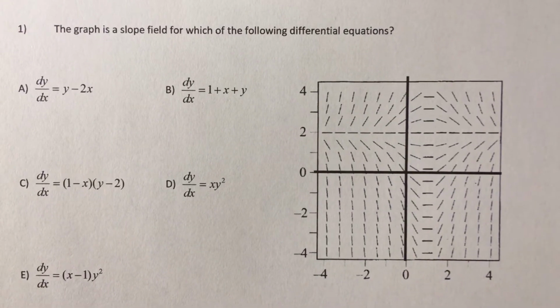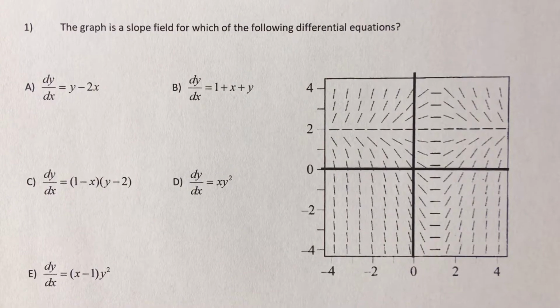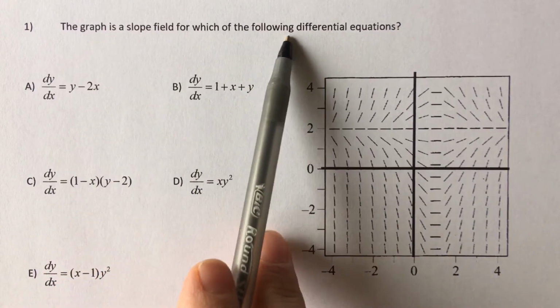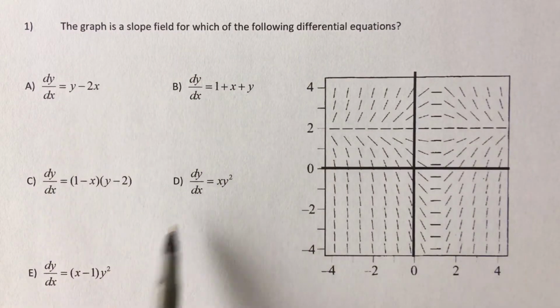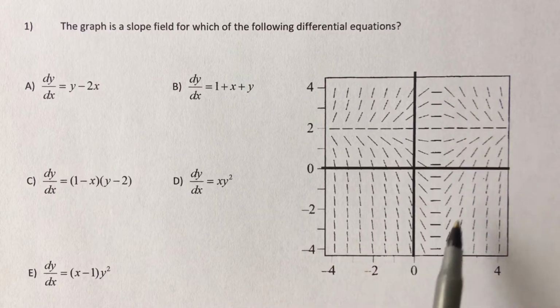All right, worksheet 6.3, AP problems. We have a few multiple choice here. Number one says that the graph of a slope field, this is a graph of the slope field of which of the following differential equations. So when you look at this, there's a couple different ways you can go at it.